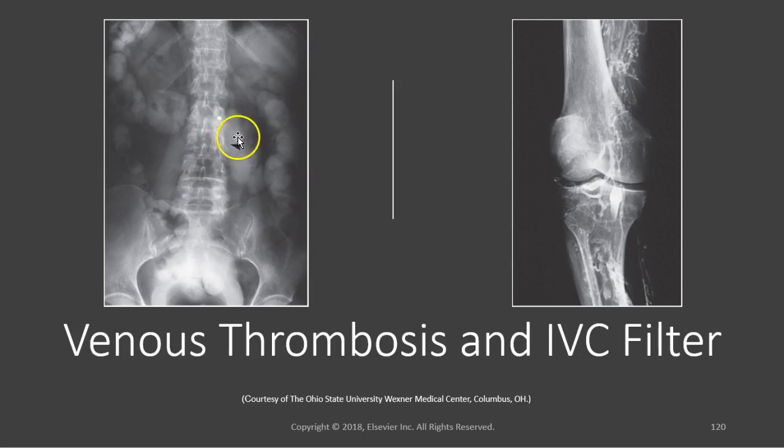So we have a little filter in here, an IVC filter. We used to call them Greenfield filters. What happens is the clot comes up, and it gets broken up in this filter, so that if it does go into the lungs, it may not be as threatening. And you can see here, oh.